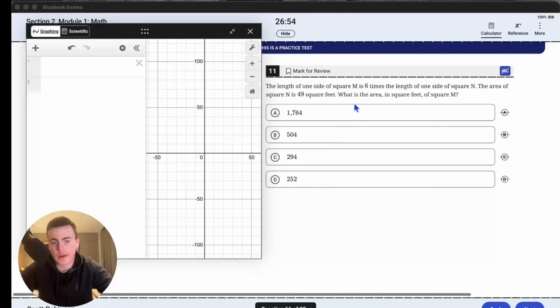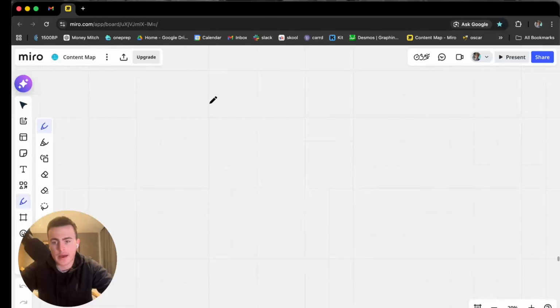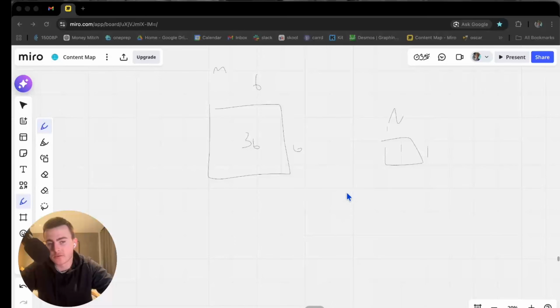So you have one square, and the side of square M is 6 times the length of one side of square N. So I would just draw this out and be like, okay, you have M here. This is M. And each side length is 6 times the smaller one, which is N, right? So say like these sides are 6, and these sides are 1. So the area of this is 1, the area of this is 36. For example, that's a ratio.